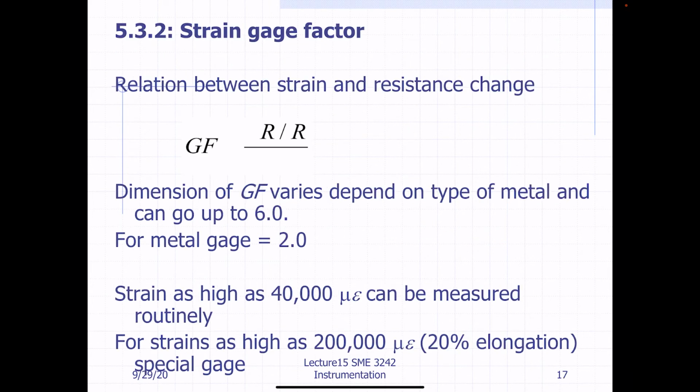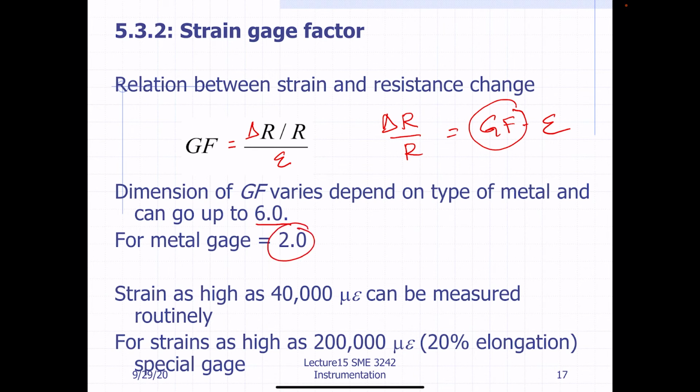The resistivity and the Poisson ratio are combined and represented by the gauge factor, where gauge factor is equal to delta R over R over strain, or delta R over R equals gauge factor multiplied with strain. Gauge factor represents the constant value from the equation, and it is given by the manufacturer. For a metal strain gauge, the gauge factor can be up to 6. Common value is around 2. A metal strain gauge is able to measure strain as high as 40,000 microstrain.